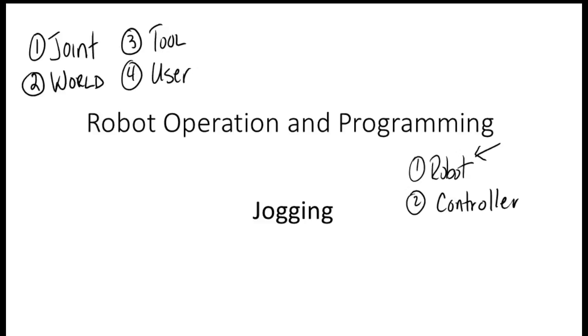When you put it in world, you're not telling the robot what axis to move. The controller figures out what axis to move. It figures out the direction. It figures out the speed, right? So in world coordinates, what does that mean? When I tell the controller that I'm going to jog in world coordinates, what does that mean?